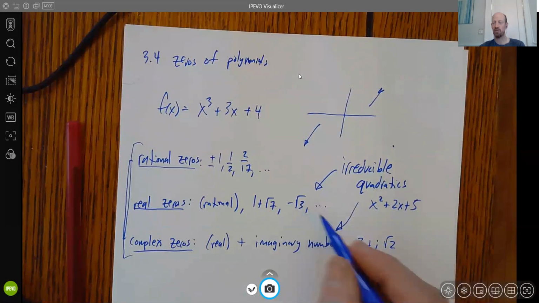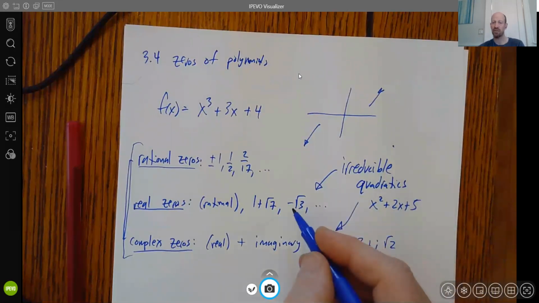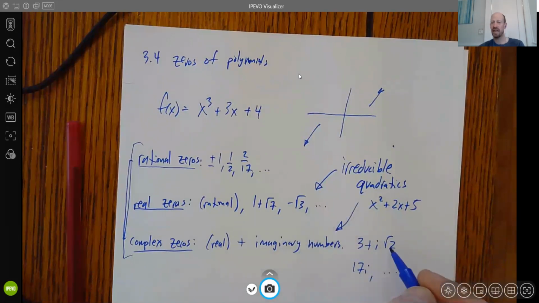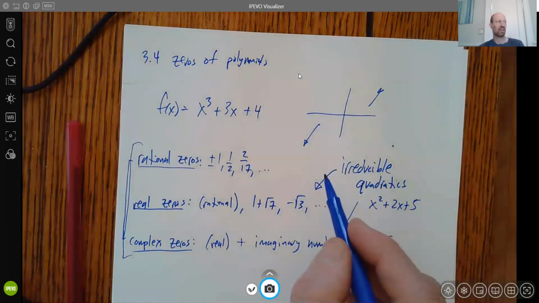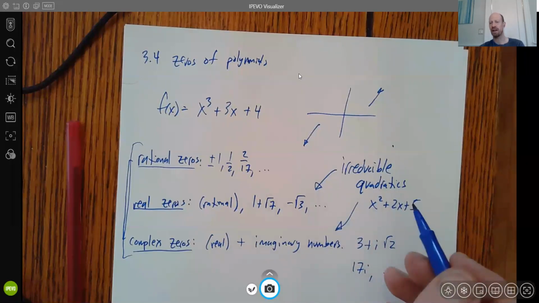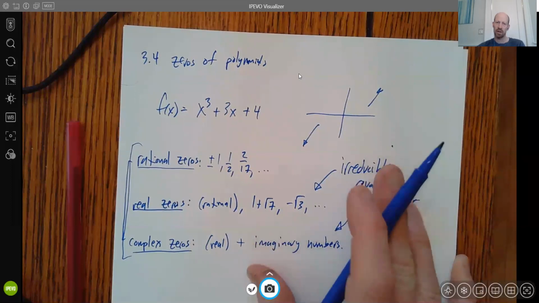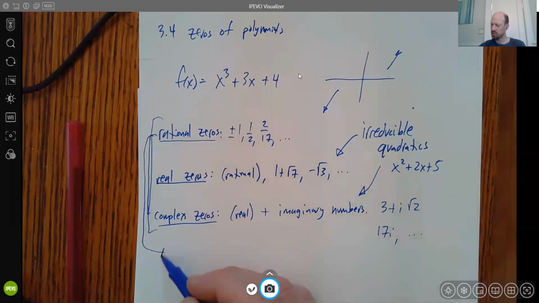It just depends on the discriminant, the part under the square root. If the part under the square root is positive, then we're going to get a real zero. If the part under the square root is negative, then we're going to get an imaginary zero. But when you're looking at something like this, the real and complex zeros are generated by what are called these irreducible quadratic factors. And so the next question is, okay, well, what about the rational zeros? Where do those come from?